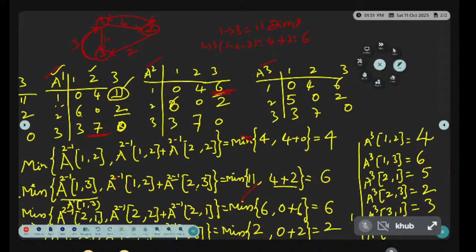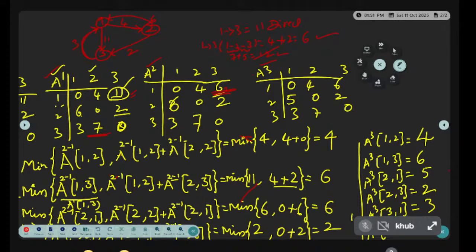For example, there is a path 1 to 2 with cost 7, 2 to 3 with cost 5. Total 7 plus 5 is 12. If we consider via 2, the cost becomes 12, whereas directly it is 11. So don't consider 12 as final, don't update, because we consider the route only if it gives the minimum distance. Otherwise only the direct path we consider. So 12 is not smaller, so 6 will be updated. From A1 to A2 only this value is updated.